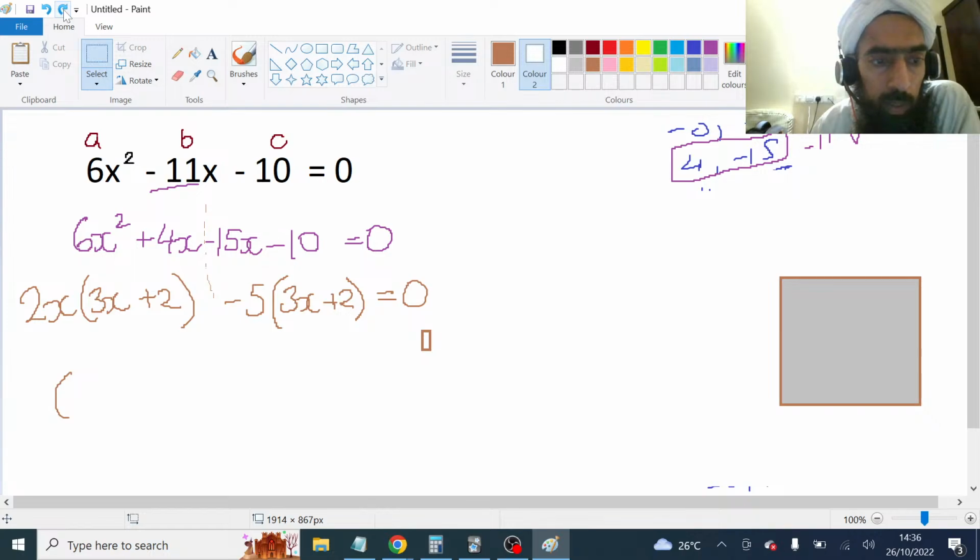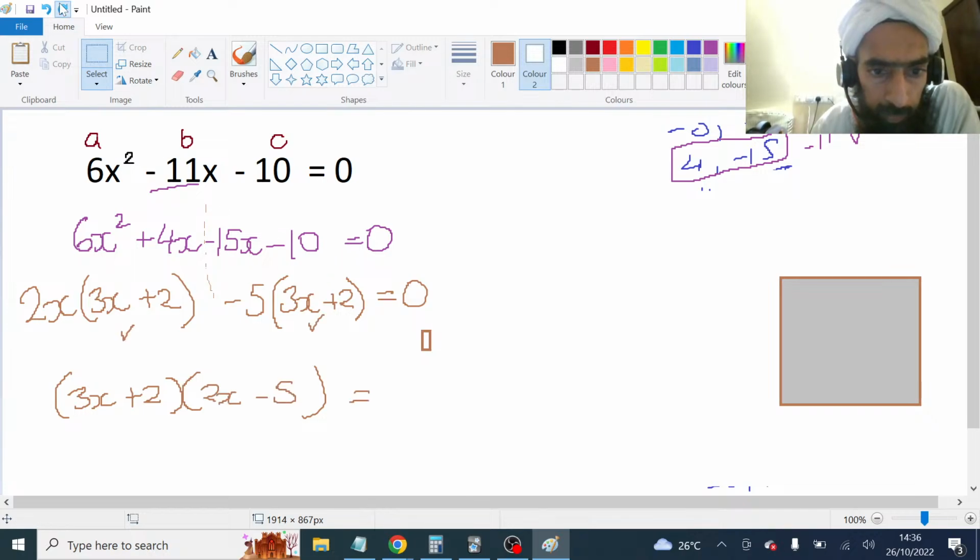And then your two brackets are there. 3x plus 2 is your first bracket because that's the bracket that's repeated twice. And then your second bracket is whatever's left over. Okay, from there we can solve it.